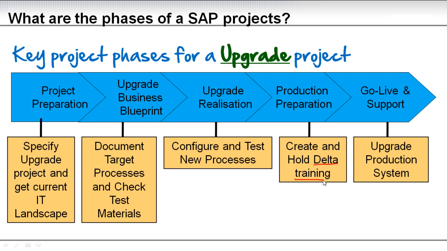Note that it is not training because we are not adding any new processes. It's delta training: is the existing process different after we have upgraded this or these components. So it is delta training as well as the data conversion. There might be delta data conversions, but there should be no initial data conversion activities as you know it from the implementation, because you are already running SAP. You already have it in your processes in the SAP environment.